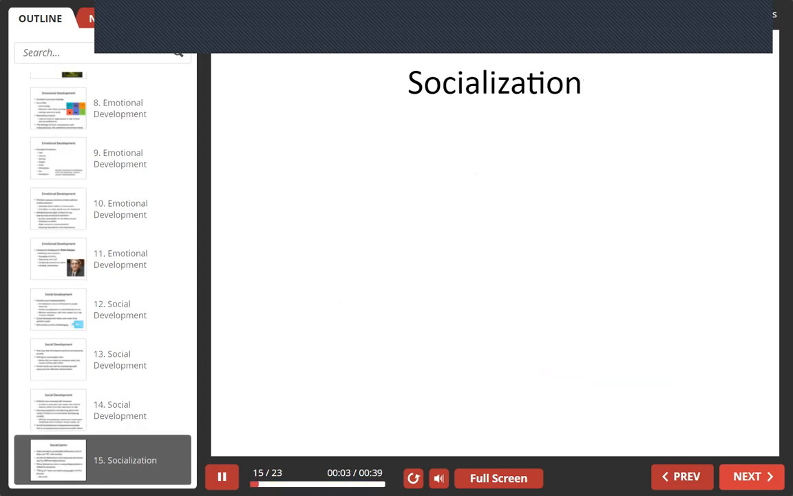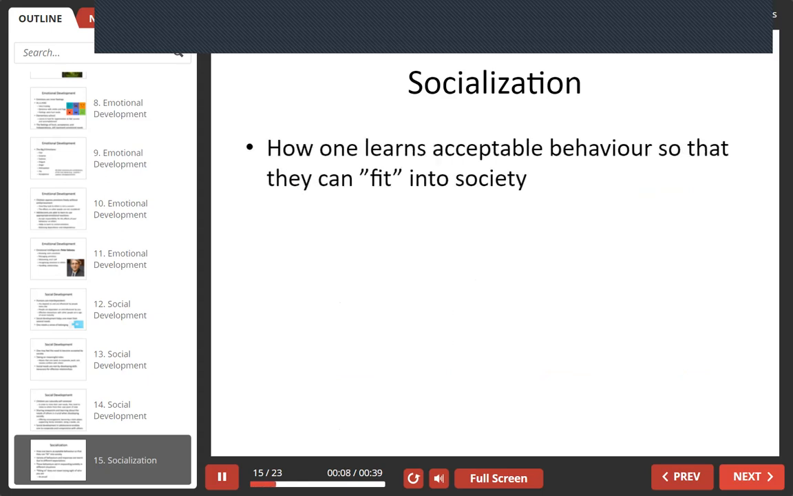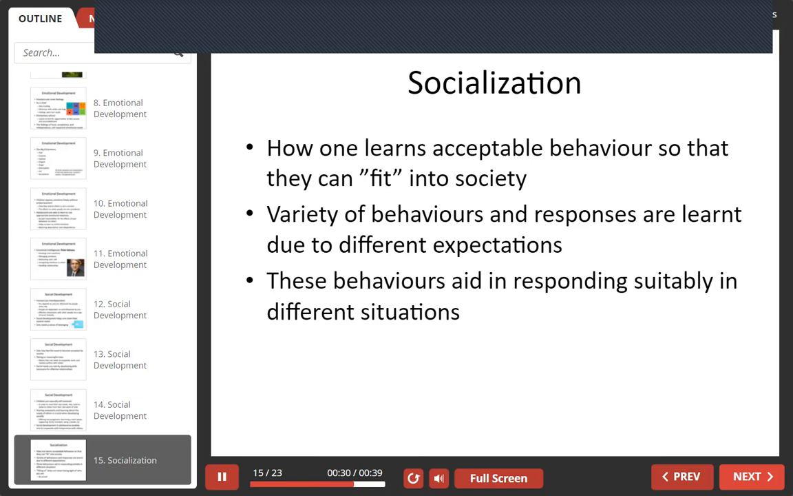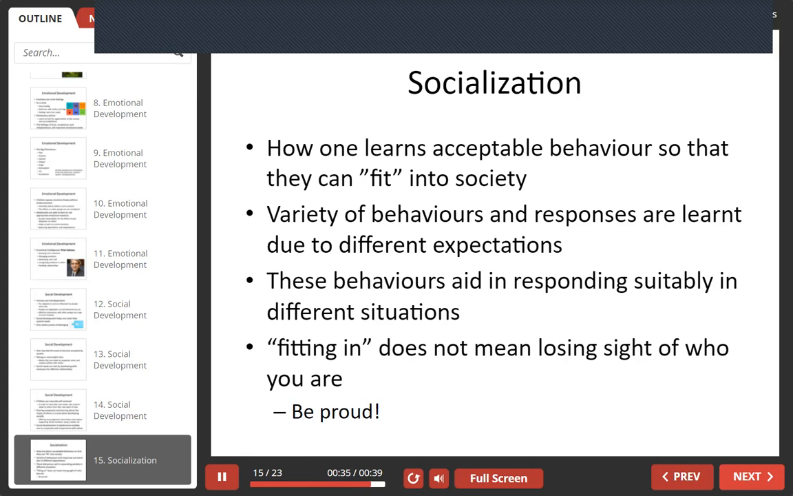Now we're going to be looking at socialization. What exactly is it? Well, socialization is how one learns acceptable behavior so that they can fit into society. And I say that with quotations. Varieties of behaviors and responses are learned due to different expectations. This can be from your parents, from your peers, etc. And these behaviors aid in responding suitably in different situations. Fitting in does not mean losing sight of who you are. Be proud of who you are.